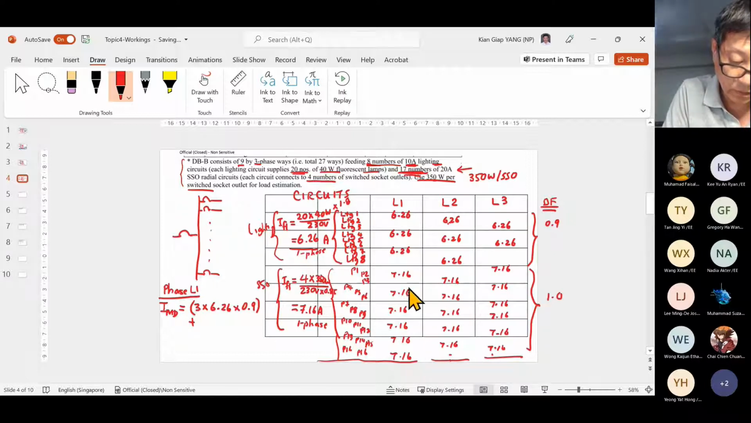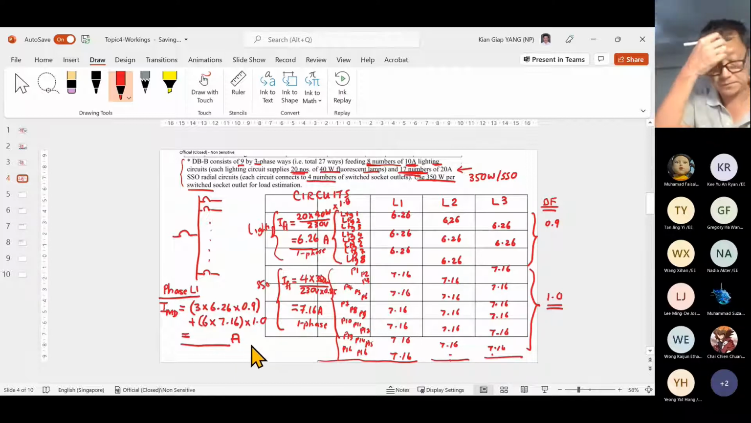So here I have 1, 2, 3, 4, 5, 6. 6 times 7.16 ampere. Since the diversity factor is 1, I just multiply by 1. So this is my total maximum demand for phase L1.